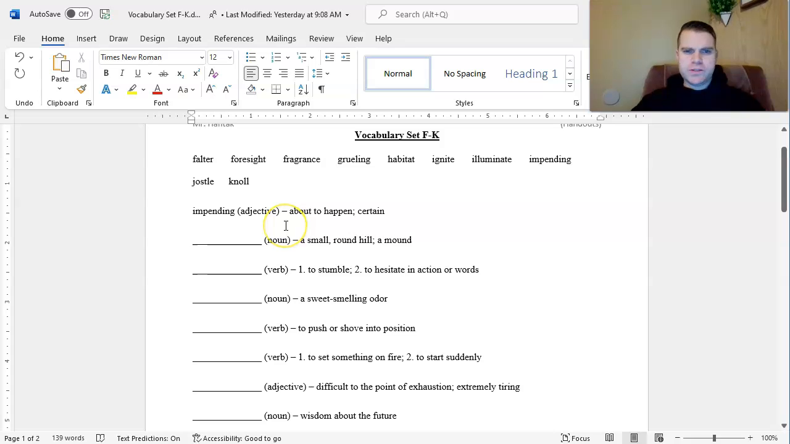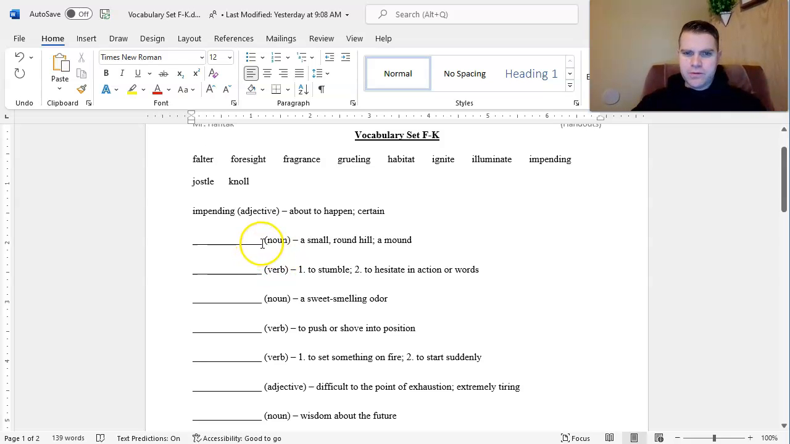Impending is one of the tougher words in this list to use. You use it to describe an event that is certainly going to happen, right? So I might say something like, everyone in Milwaukee bought salt because of the impending snowstorm, right? That certain snowstorm that's about to happen. Everyone goes out and buys ice or buys salt ahead of time because they know it's going to snow.